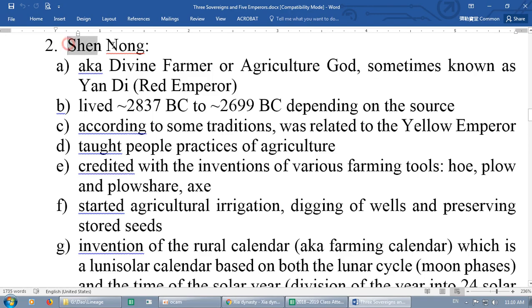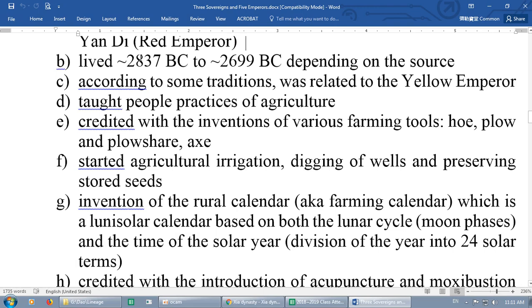This is another one, Shennong. Now he's also called the divine farmer or agricultural god, sometimes known as Yan Di or Red Emperor. Yan means red, Di means emperor or king. His name can translate as divine farmer. Shen means divine or holy or god-like. Farmer. And he lived roughly around this period. It's a big gap, a couple hundred year gap. So it depends on the source.